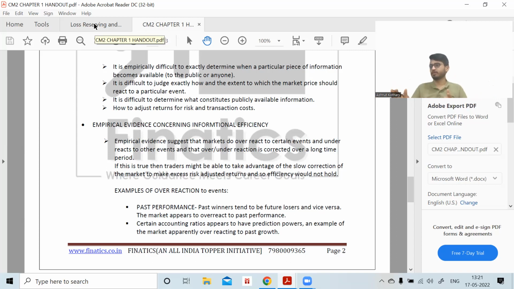So it could be in either way. It could be that in the past the values were decreasing, you expect them to increase, or it could be the other way around as well, where if you feel that a company has grown in the past, it will continue to do so in future as well.